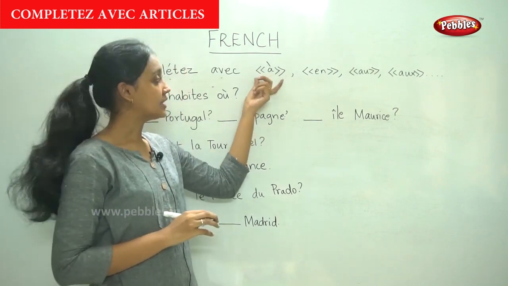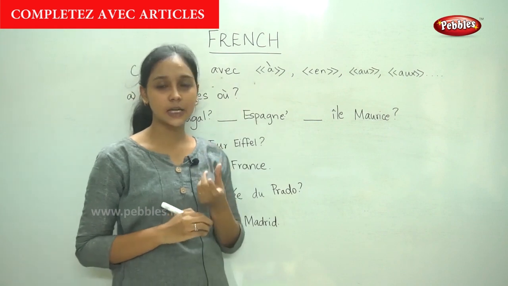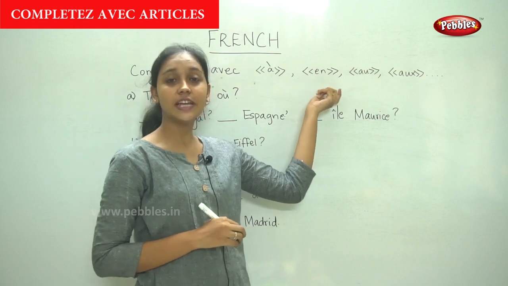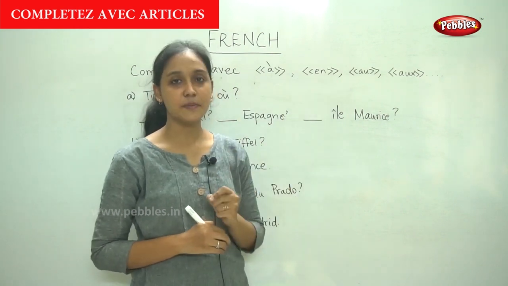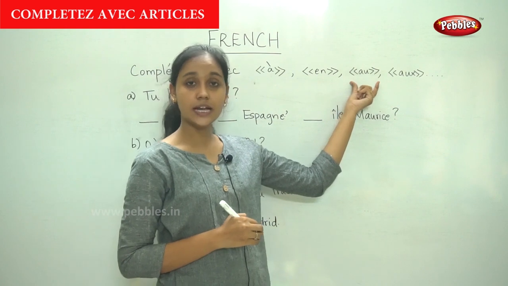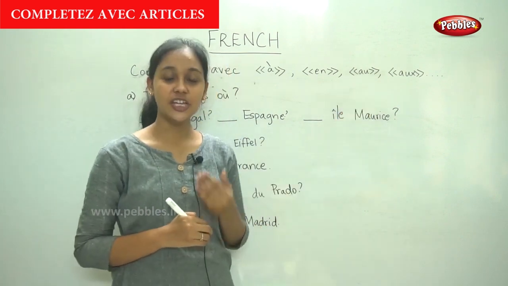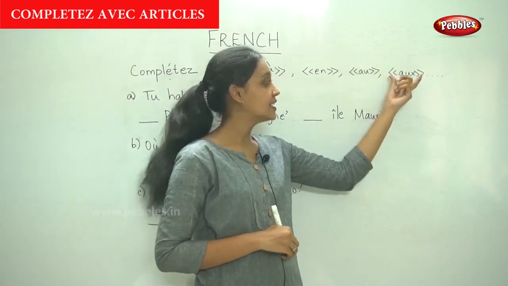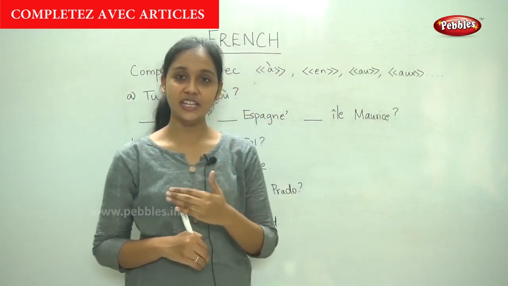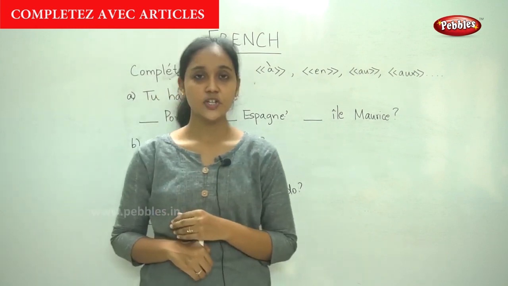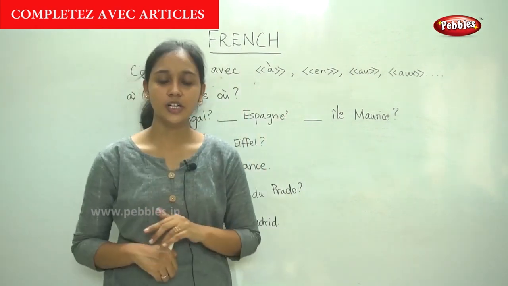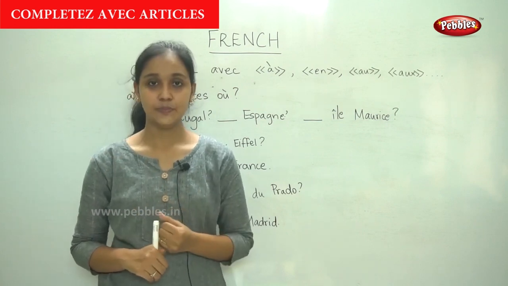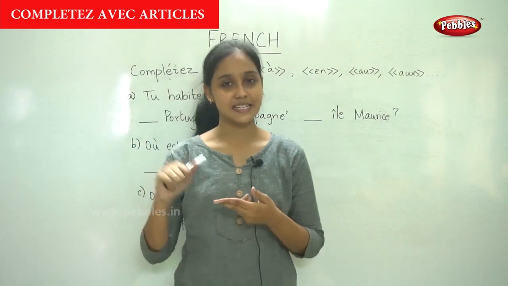À comes before the name of a city. En comes before the name of a country that is feminine. Au comes before the name of a country that is masculine. And aux comes before the name of a country that is in the plural form. So these are simple rules you have to remember. We just have to see whether the word is a city or a country, and whether it is in the masculine or feminine form.